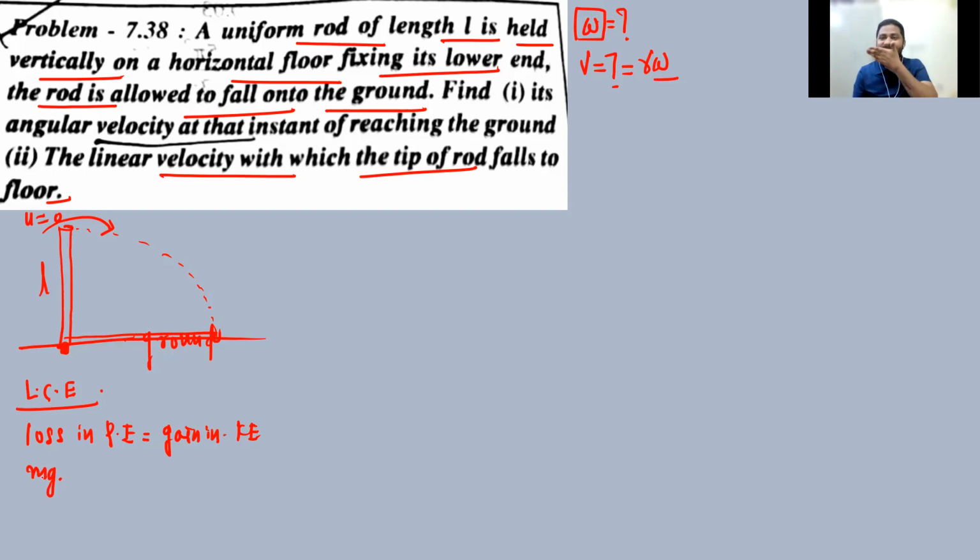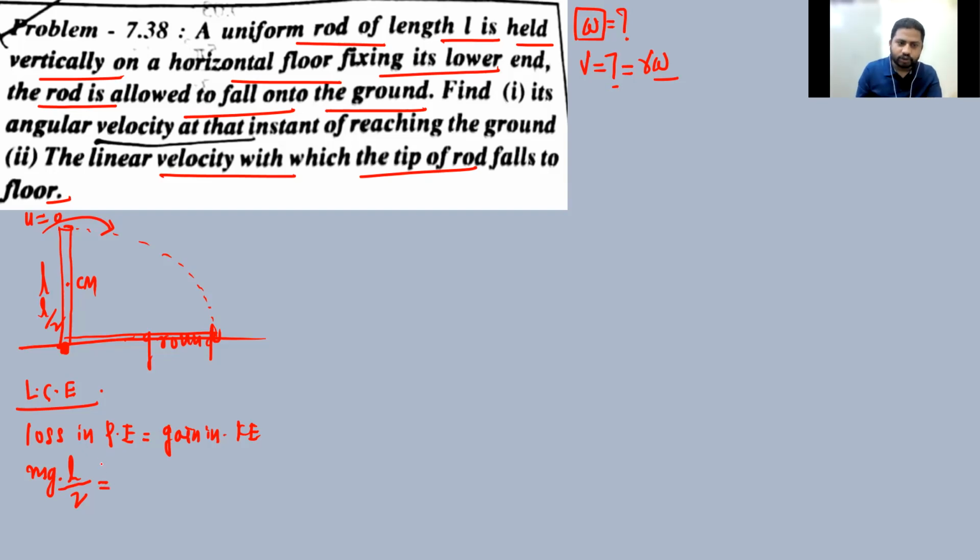I told you, h you should write for the point masses. When a point mass is taken from the ground to some height, the potential energy is m into g into height. But here, this is a continuous mass distribution. So, the length of the rod is L. So we should take the height as L by 2 from the ground. The center of mass is our reference point from the ground. So the center of mass lies at a distance L by 2 from the ground.